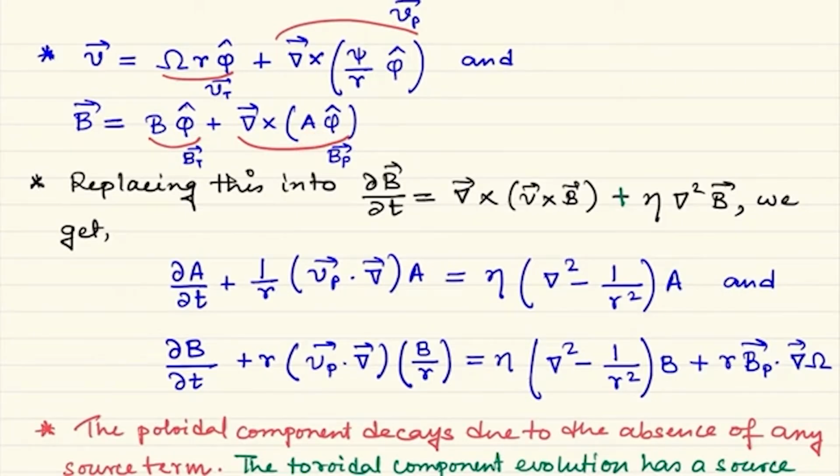So the evolution of A is nothing but the evolution of the poloidal component of B. And then the toroidal component B has an evolution equation, which is del B del t plus r times Vp dot nabla of B by r is equal to eta, again nabla square minus 1 by r square, B plus r Vp dot gradient of omega. Now you see this omega is no longer actually a constant, this is a scalar.